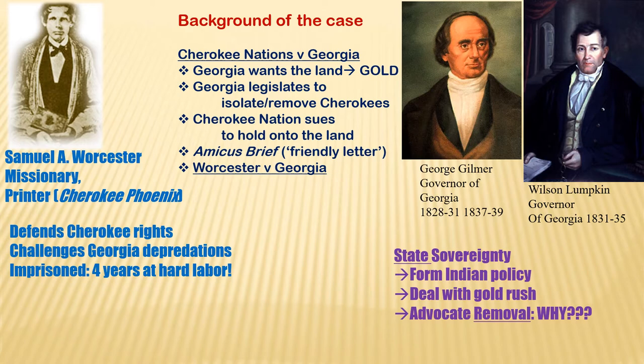To be clear, this is really a bad idea, but the alternative was worse. If the Native Americans stayed on that land in Georgia, they were all going to get killed. And that's what Lumpkin and Gilmer both said. So the state is trying to form this Native American policy: safely remove the Native Americans to the other side of the Mississippi River.